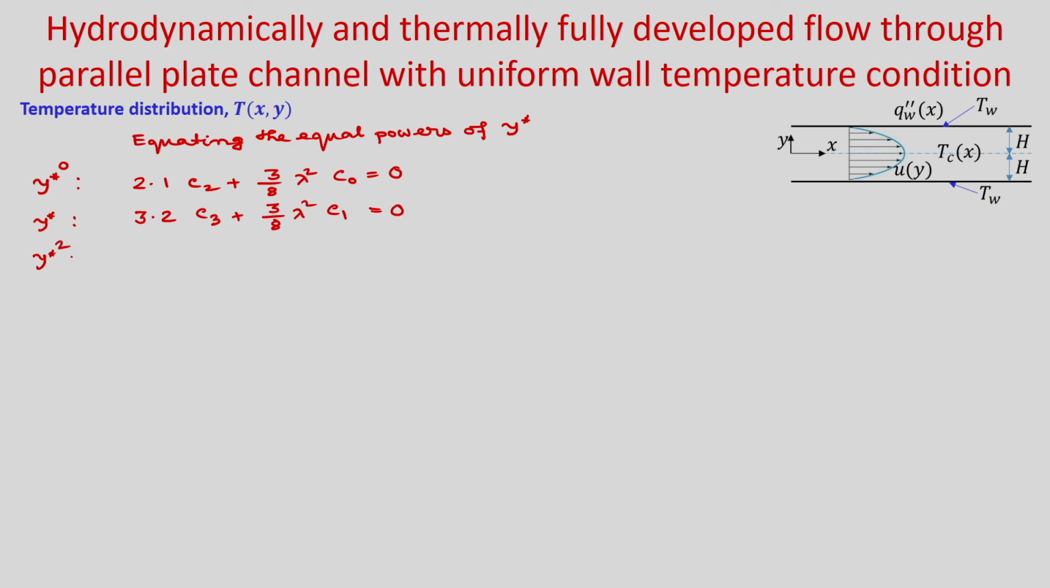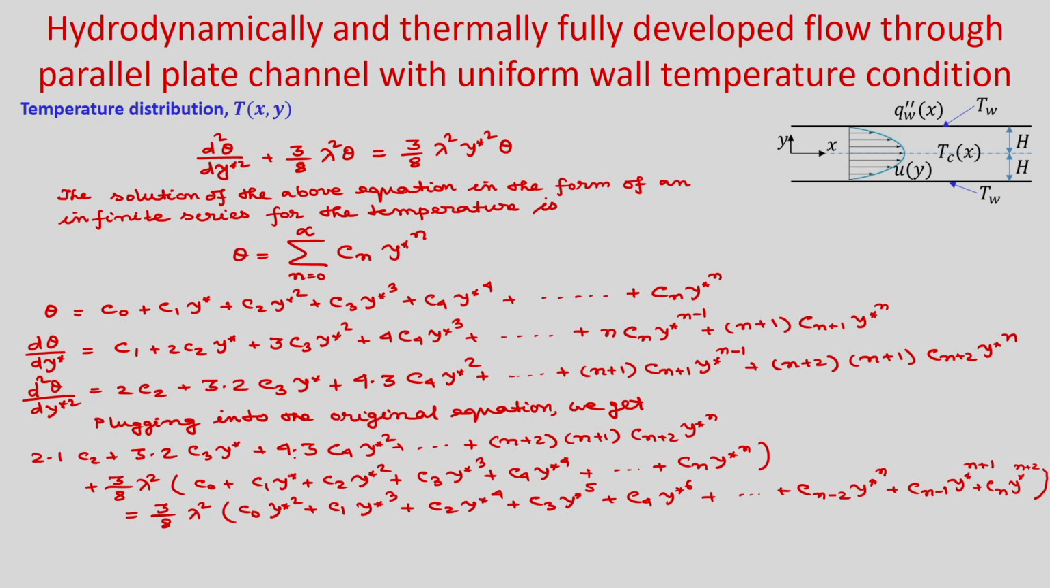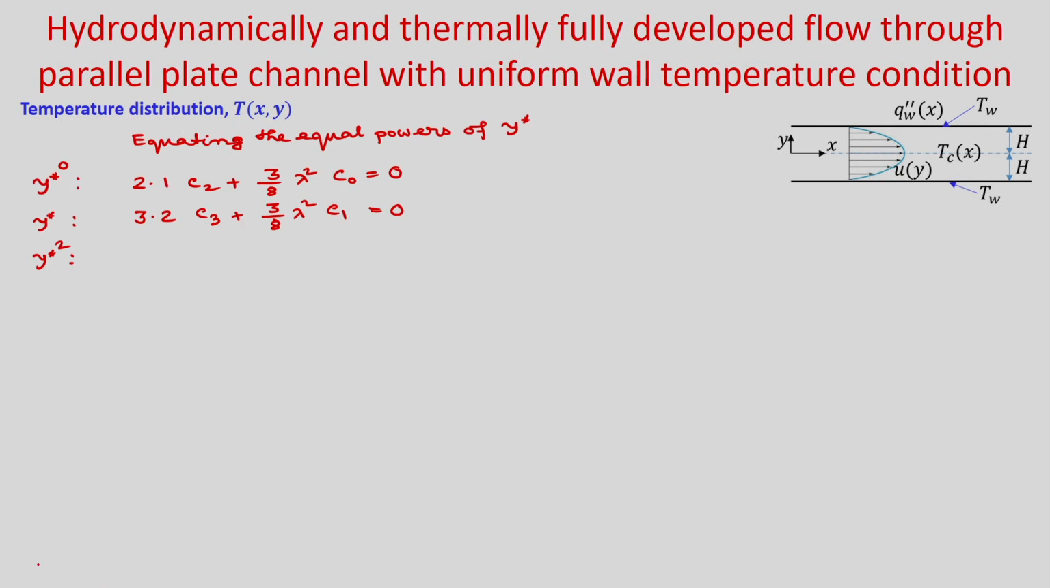Then y star square, you see y star square. So, this is the term 4 into 3 C 4 y star square, then here C 2 y star square into 3 by 8 lambda square, and here you have the first term on the right hand side, 3 by 8 lambda square C naught y star square. So, if you write the power of y star square, then you can write 4 into 3 C 4 plus 3 by 8 lambda square C 2 is equal to 3 by 8 lambda square C naught. Okay. So, similarly, you find the coefficients of other powers and equate them.